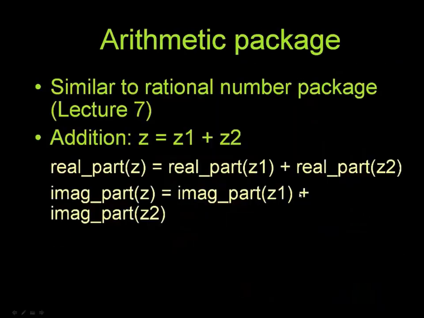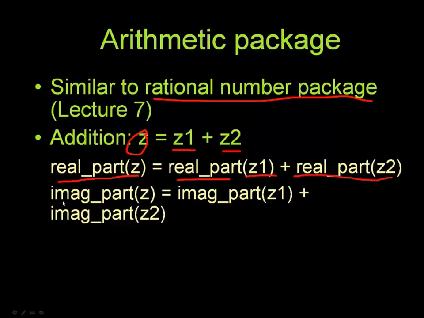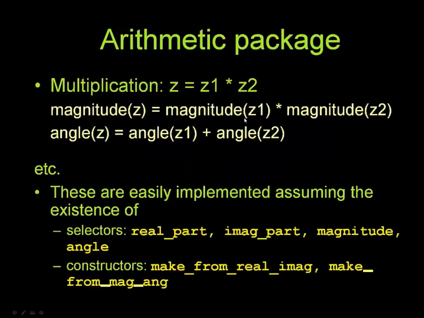If you recall, in lecture 7, we talked about the rational number package, and now we're trying to do complex addition. Just like in lecture 7, z is the sum of two complex numbers, z1 and z2. The real part of z is the sum of the real parts of the two numbers, and the imaginary part is the sum of the imaginary parts. Multiplication is similar, but you multiply the magnitudes together, and the angles are added together.